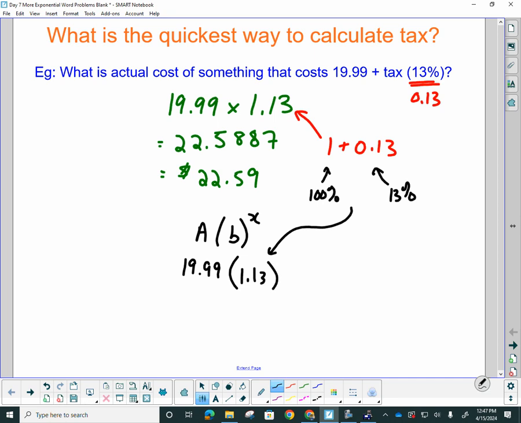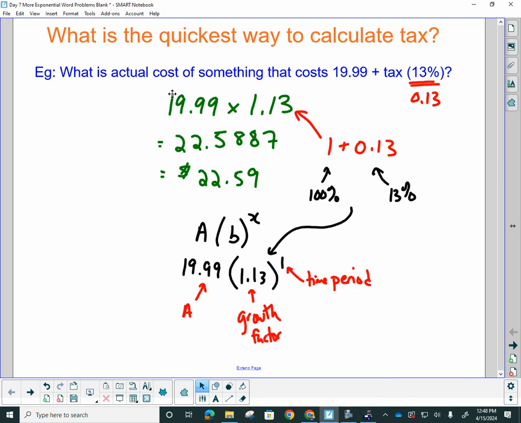And you're only doing this calculation once. If you had to do tax again and again and again, then it would be a full exponential equation, but it's just the one time. So this is your amount, your initial value. This is what's called the growth factor. And this is the time period that's happening. In this case, when you're doing tax, you only have one time period, but in other instances you have something growing.